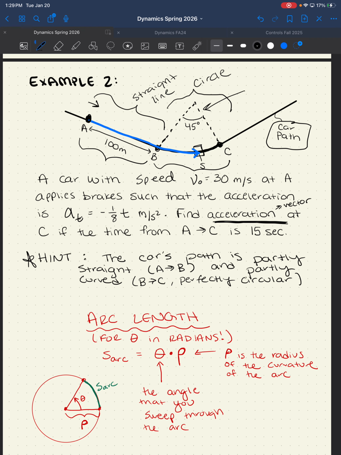Okay, so let's say we're writing down acceleration at C. This is already given to you in the problem, right? You need to find this, which is v squared over rho. So you're going to have to do some extra math to figure out what is the speed at C. And you'll have to do a little extra math to figure out what is the radius of curvature at C.